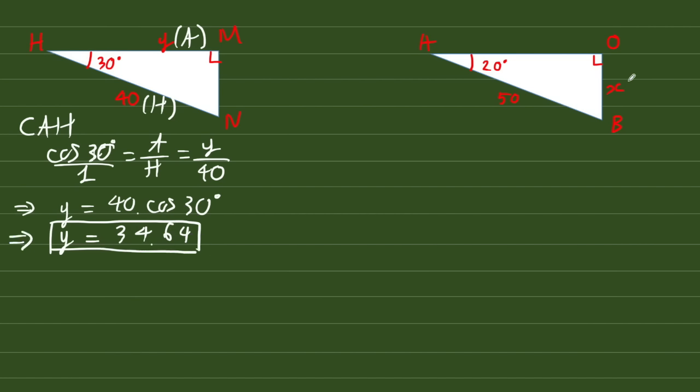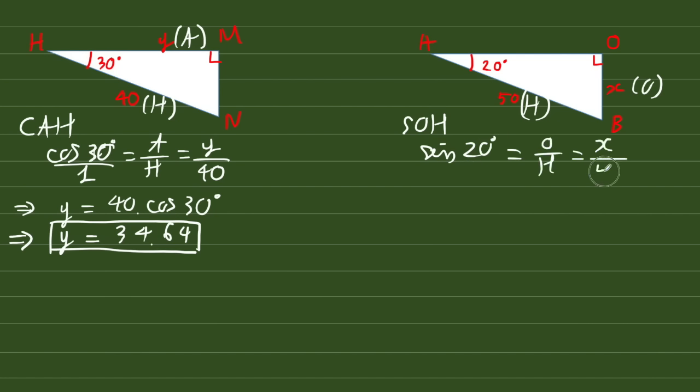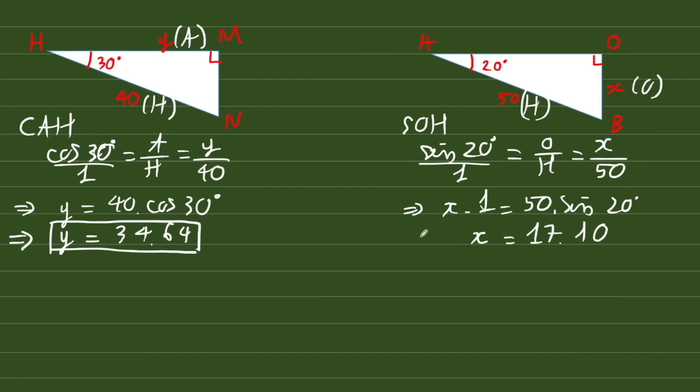Okay, and here you have opposite and hypotenuse, so sine. Sine 20 equals opposite over hypotenuse, h divided by 50. This is over 1, so cross line will tell you h times 1 equals 50 times sine 20. 50 times sine 20, you will have 70.10. That is the answer for x.